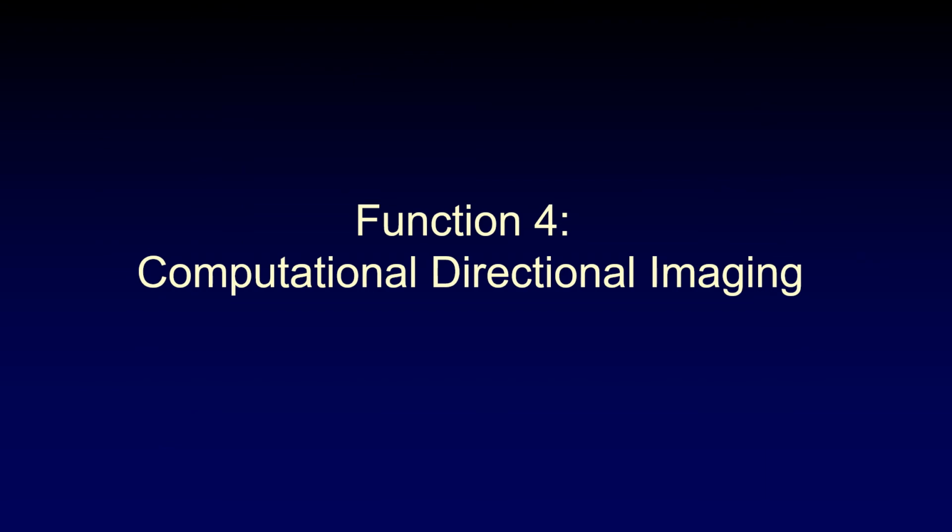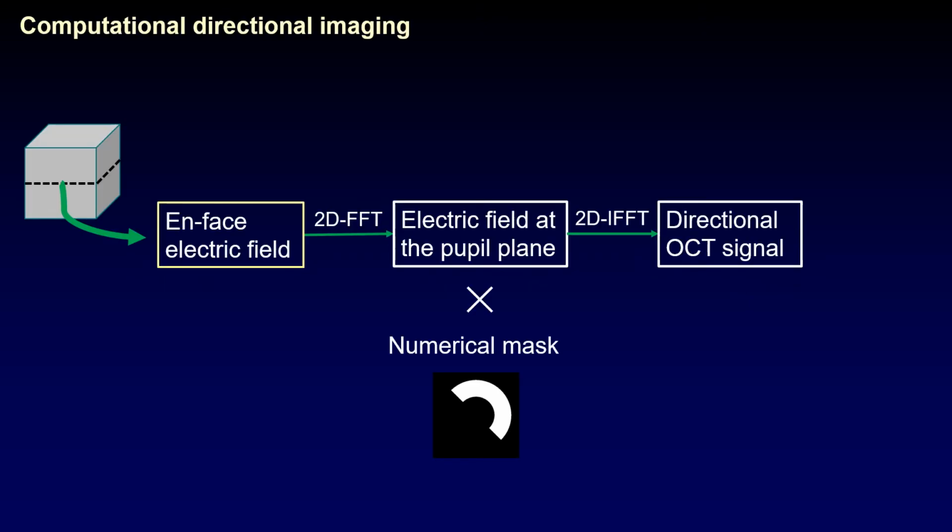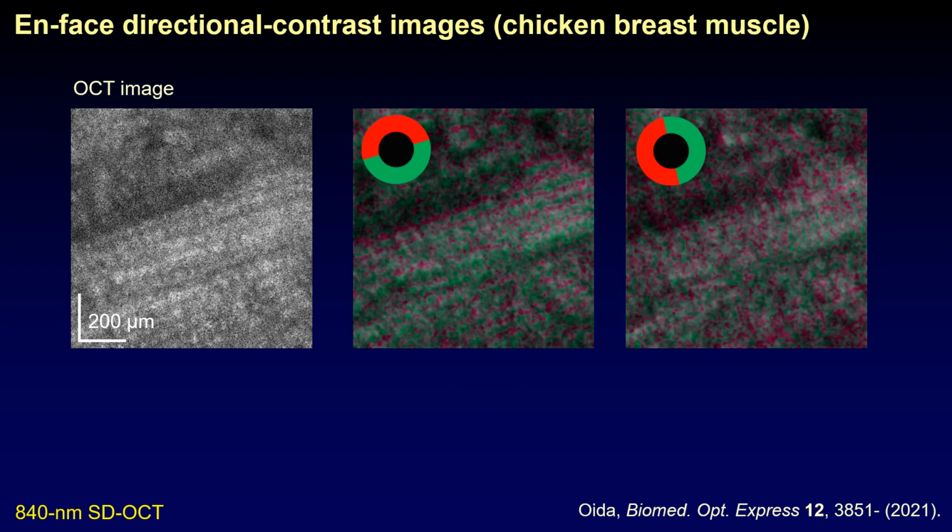So let's go to the final measurement function. It is computational directional imaging. The idea of the computational directional imaging is somewhat similar to the holographic refocusing. Here again, we extract the complex OCT signal and then apply the two-dimensional Fourier transform to obtain the electric field distribution at the pupil plane. And in this case, we are going to apply the intensity directional numerical mask to the pupil plane and then inversely Fourier transform it into the sample domain. By properly selecting the intensity mask, we can visualize the sub-resolution structure of the sample.